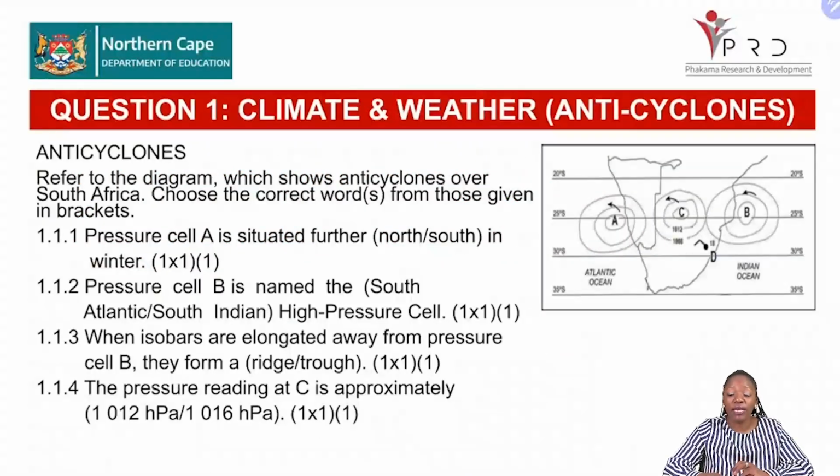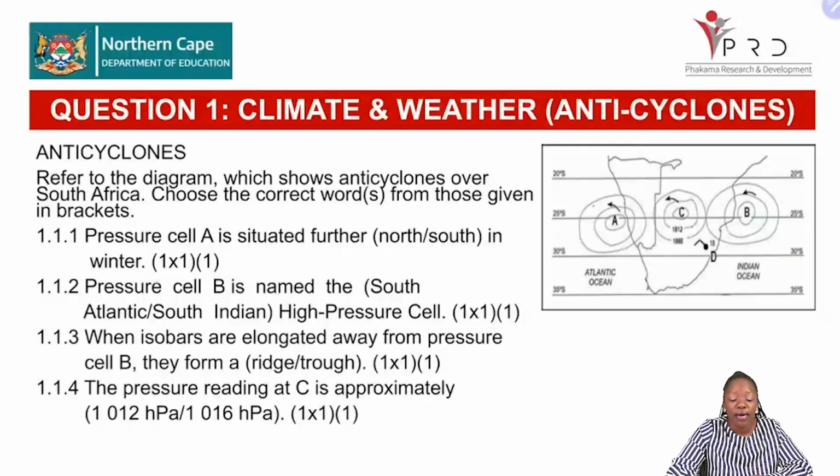Then we're looking at our next question. It is based on the anticyclone. You will remember that the anticyclone is one of the topics under your climate and weather. So refer to the diagram which shows the anticyclones over South Africa. You choose the correct word from those given in the brackets. So we are given these three high pressure cells. You need to identify what pressure cell is at A, what high pressure cell is at C, and what high pressure cell is at B, so that you can be able to answer some of the questions.